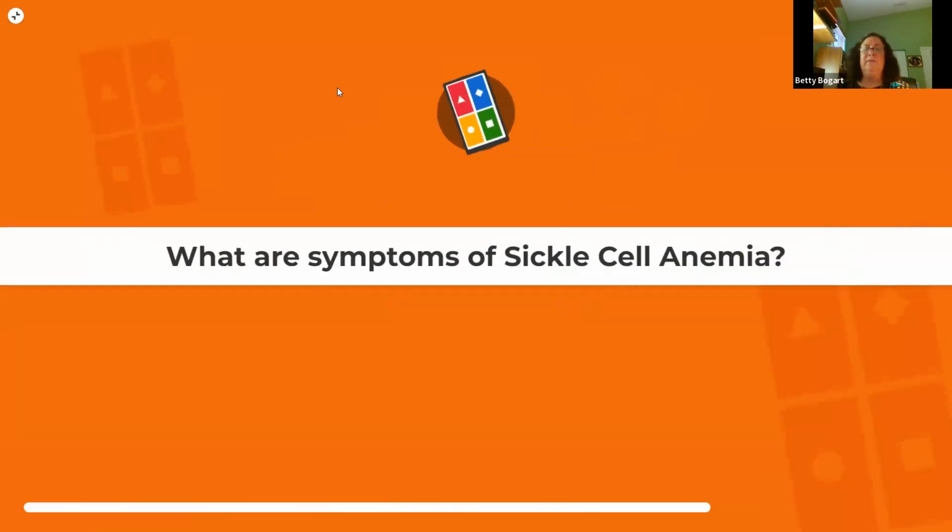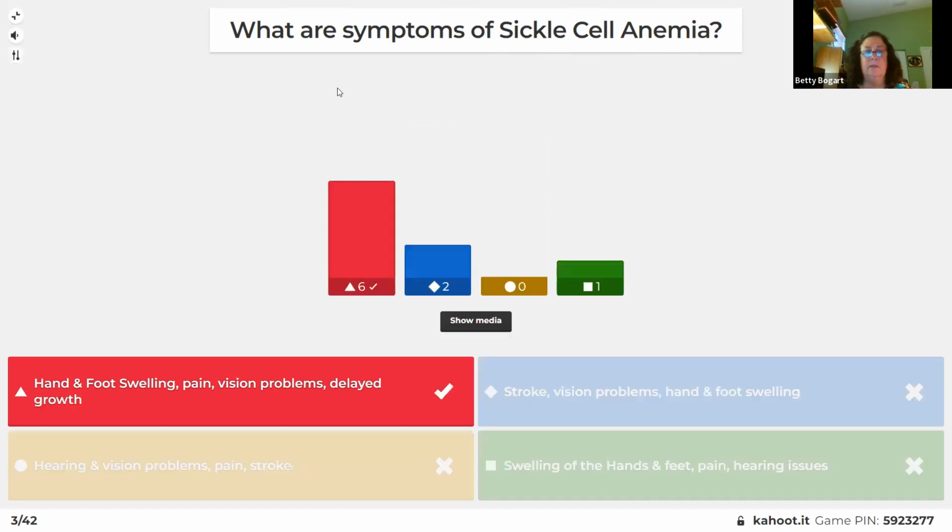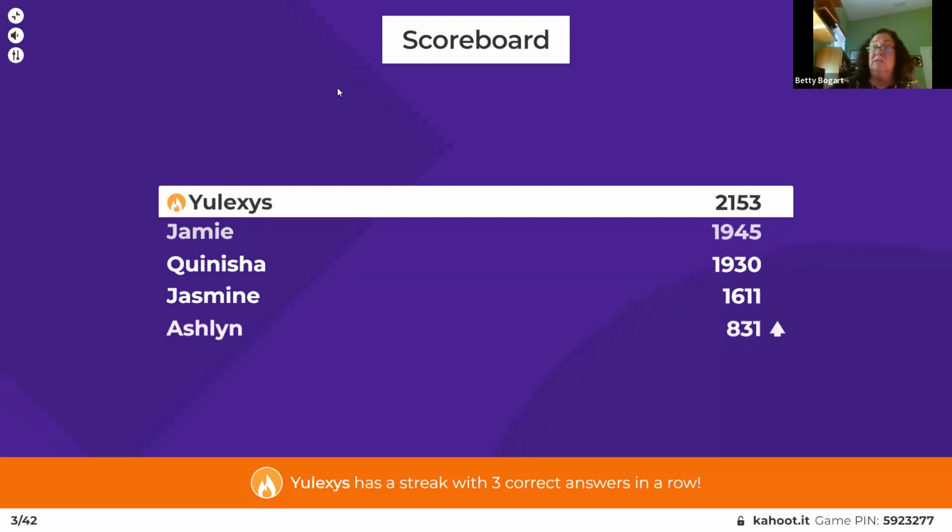What are symptoms of sickle cell anemia? So in sickle cell anemia, some occlusions occur. There's going to be swelling, pain, and we see a bunch of things. If it's continued, you're going to have delayed growth. There's no blood going down, no nutrition. You'll see that. And then vision, it could be in the eyes. You can have headaches too.